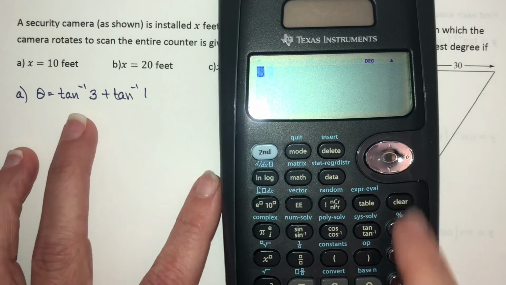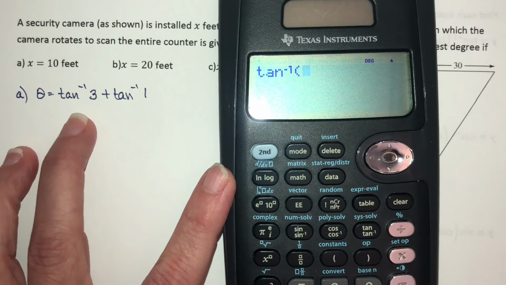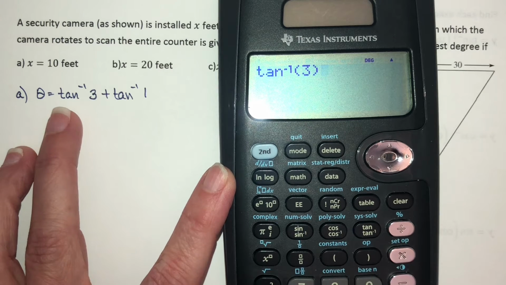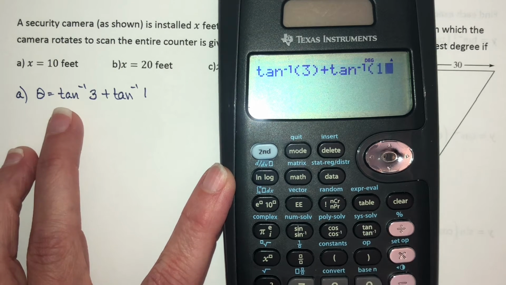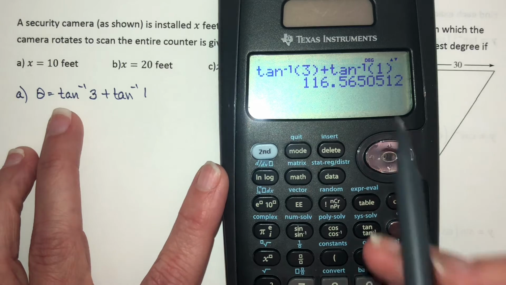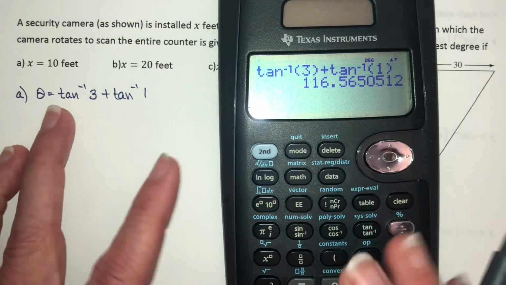So inverse tangent of 3 plus inverse tangent of 1, rounded to the nearest degree, is approximately 117 degrees.